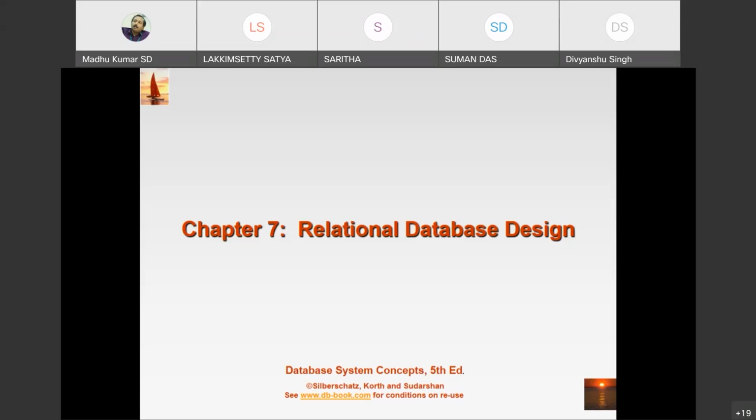There are conditions for a relation or a set of relations to be in a particular normal form. If those conditions are satisfied, we can say that the relation is in that specific normal form. These slides are from the textbook Database System Concepts by Silberschatz, Korth, and Sudarshan, chapter 7.